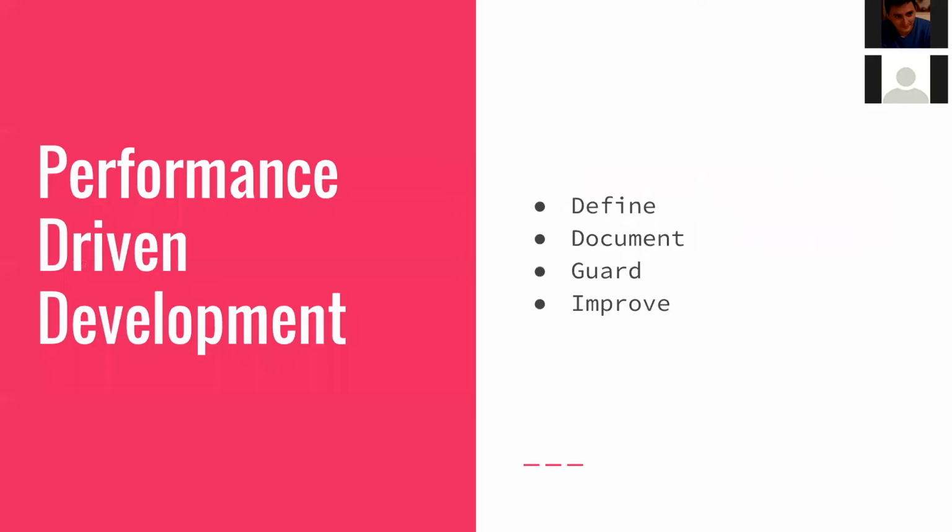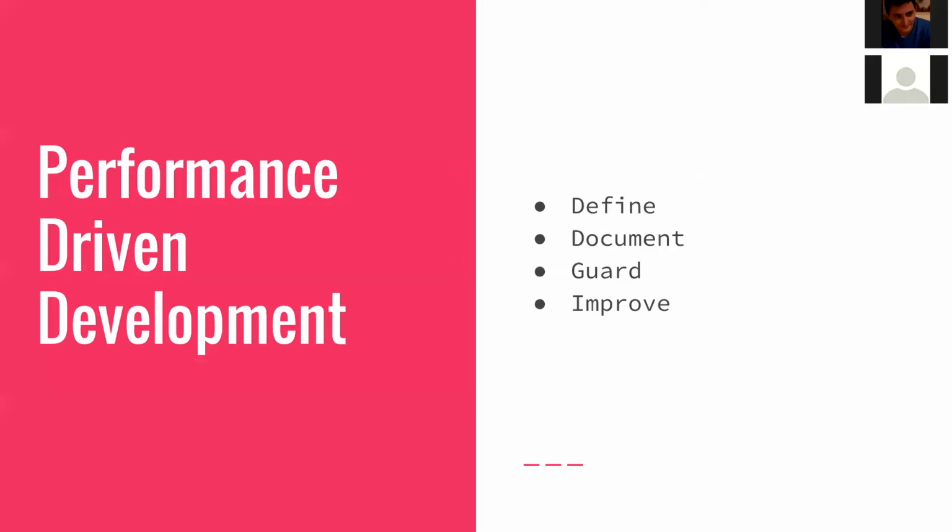So let's talk about performance-driven development. The idea is kind of like test-driven development, but you want to put performance first, or at least alongside your tests. You want to define your performance constraints. A performance constraint would be, I want all my product pages to load in 1 second, or the catalog should take only half a second to render.